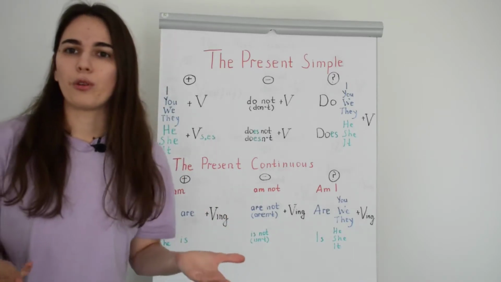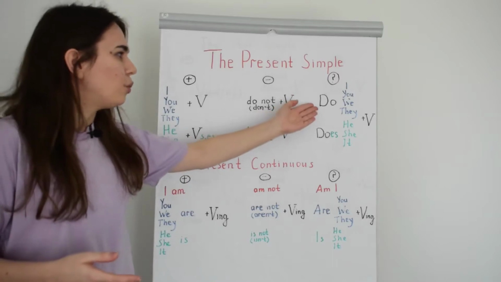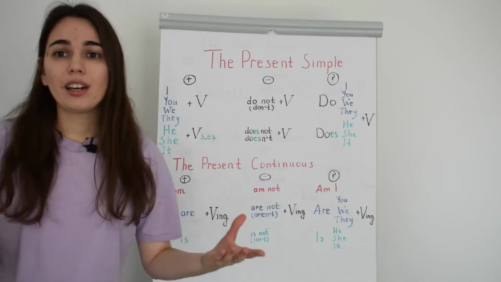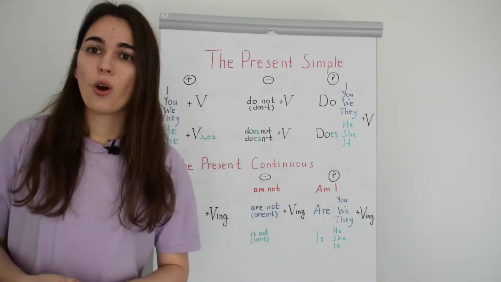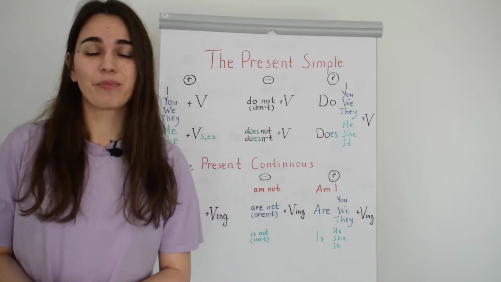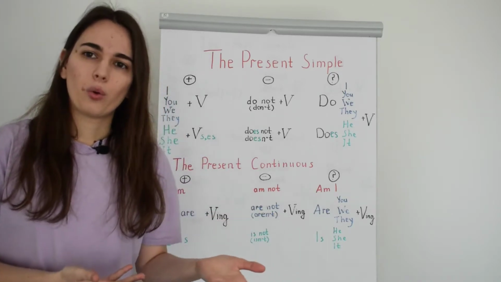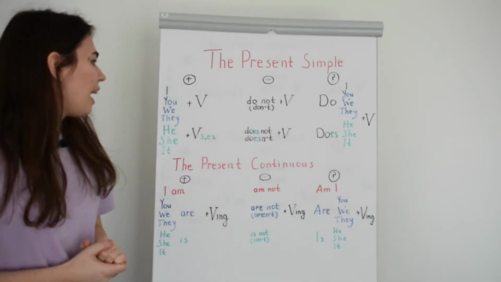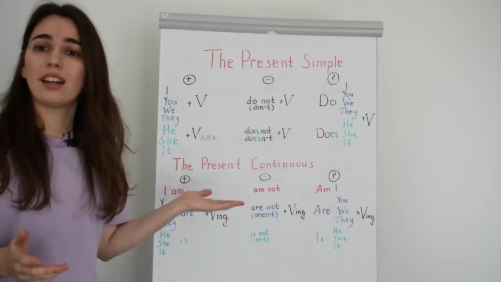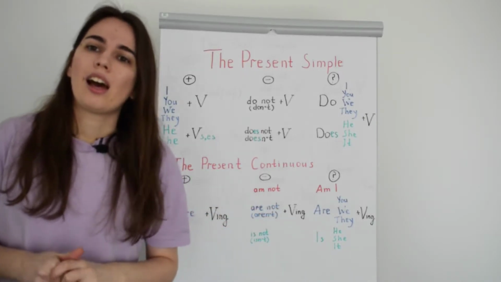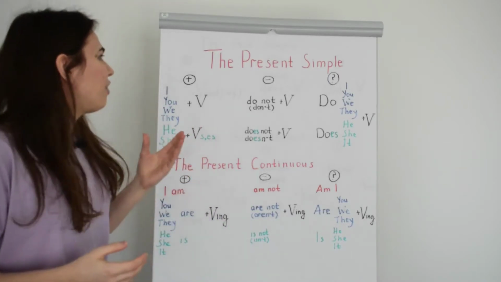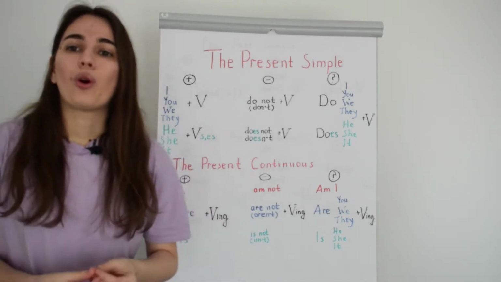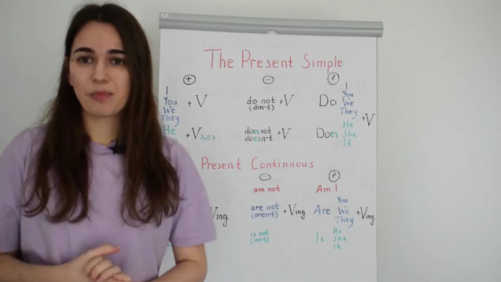Then how do we form questions? We put do for I, you, we, they, and does for he, she, it. And we can ask, do you cook every day, or does your friend cook every day? We don't know, but what we do know is how to form these questions. So, that's all you need to know about the formation of the present simple. But as I said, you also need to know when to use this tense.